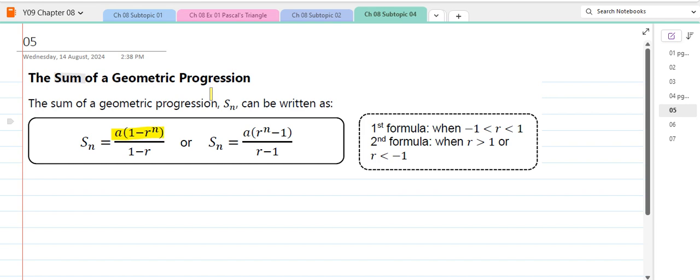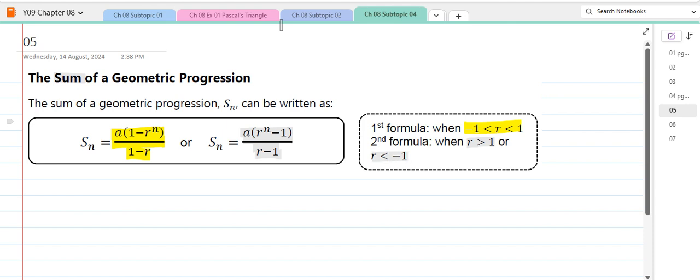Okay, so the first formula, a(1 − r^n)/(1 − r), is used when the common ratio is between −1 and +1. So in a way, it's a positive proper fraction. As for the second one, a(r^n − 1)/(r − 1), it is the opposite of the first formula. You can use the second formula when r is more than 1 or r is less than −1.